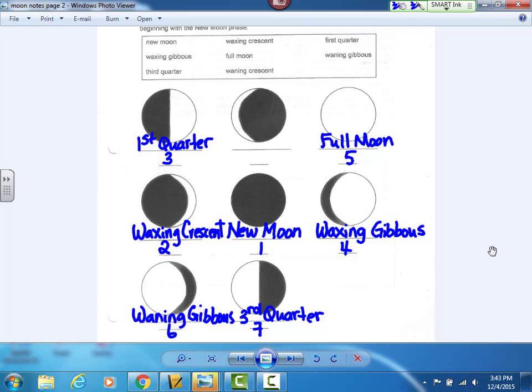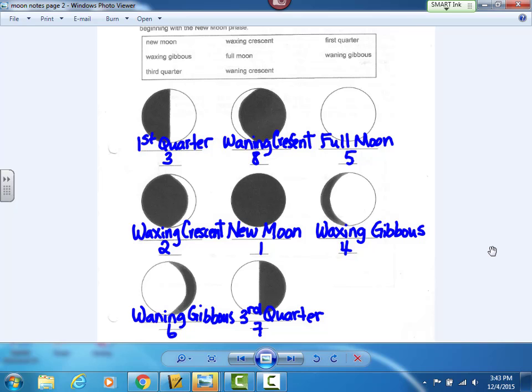And the only one left before we start the cycle again would be waning crescent. Again, waning means the light is on the left. Waning crescent, and that is phase 8. Pause here if you need to finish writing this down.